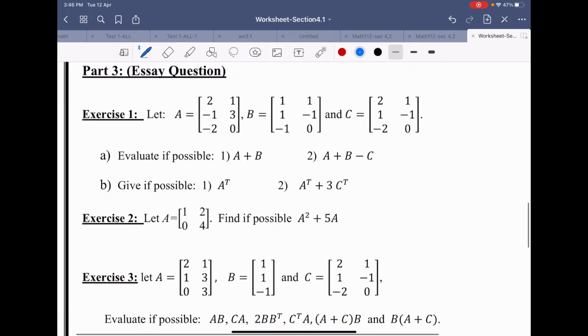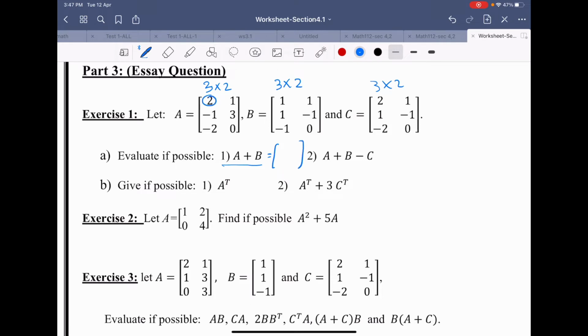Okay, for exercise 1, we have matrices A, B, and C. The question is to evaluate, if possible, A plus B. We can do A plus B since A and B have the same order, which is 3 times 2. The order of C is also 3 times 2. Now let's add A plus B.